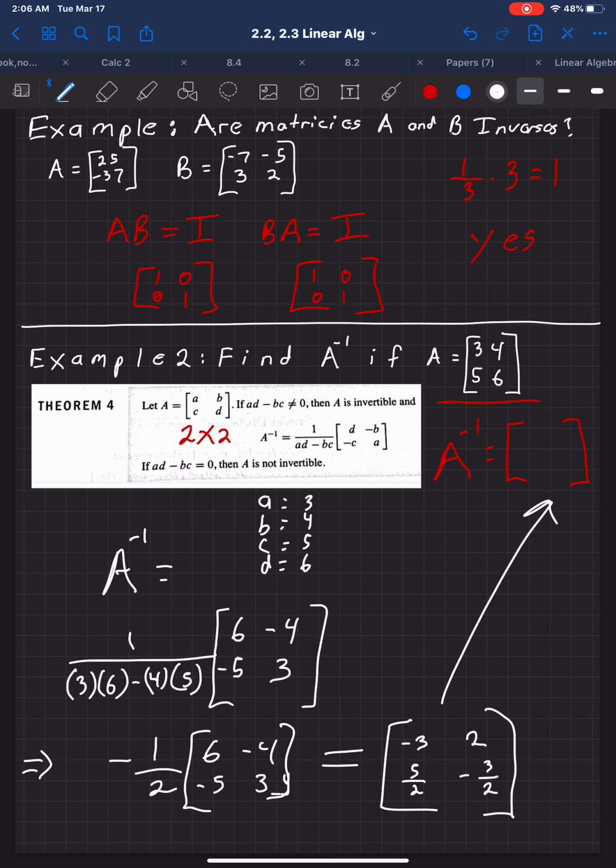Now, if you were taking a test, taking a quiz, homework, and you were second guessing your work, well, go back to what we did up here in example 1. You could always take your proposed solution, multiply by the original matrix, and confirm that you actually do get 1. You do get the identity matrix.